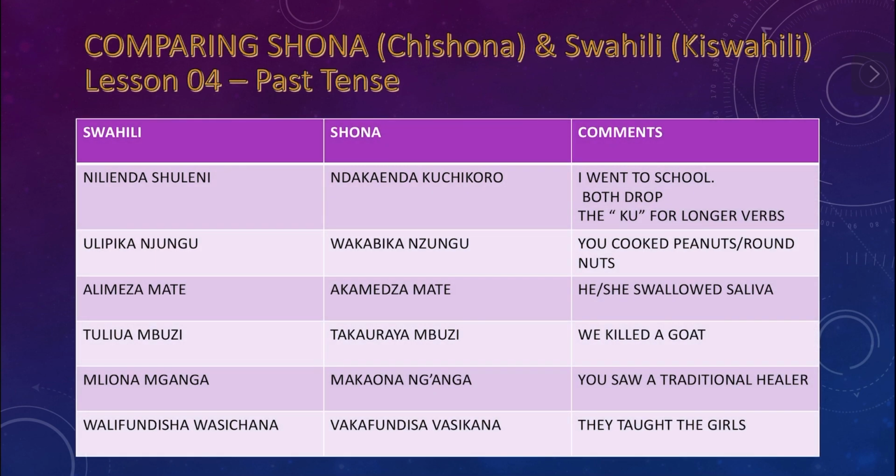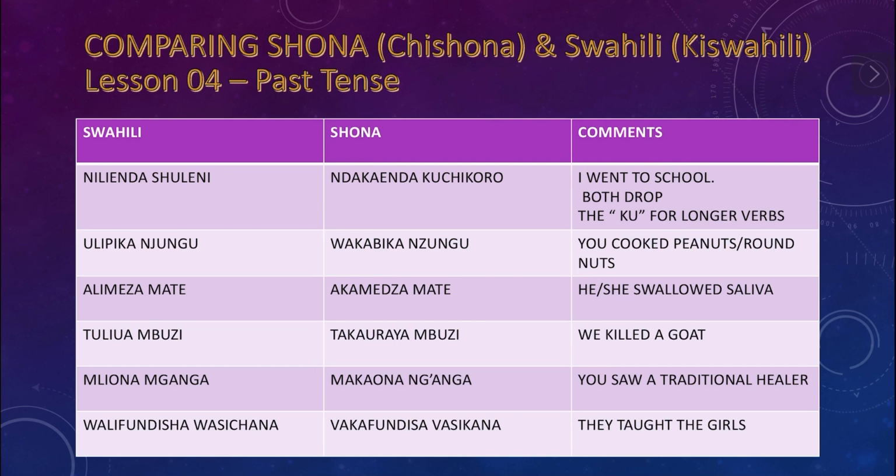Now let's look at further examples. Nilienda shuleni. Ndakaenda kuchikoro. I went to school. What do you note here? The verb is kuenda in both Swahili and Shona. Now, Swahili has also dropped the ku. Nilienda. There is no more ku now. Ndakaenda in Shona, there is no ku. They are now the same.